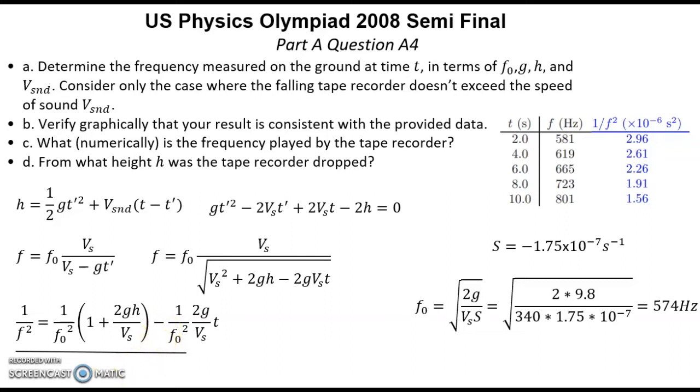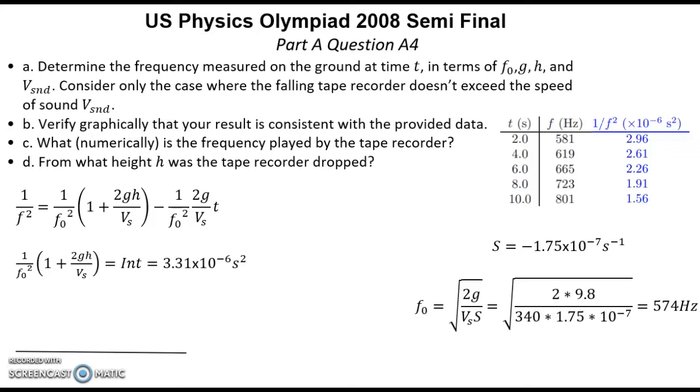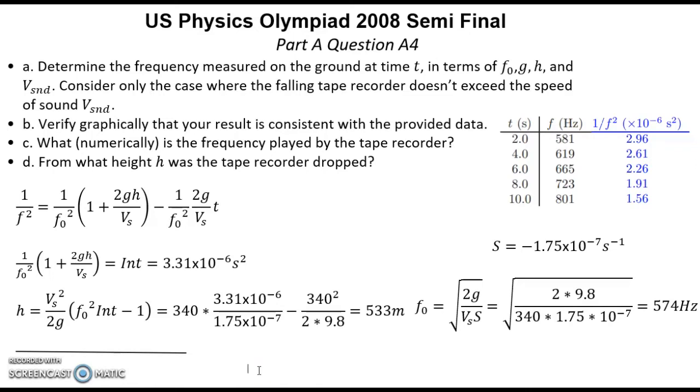And the last step is to find the total height of this building, using again this expression. After that we can find the intercept of this graph from this equation. We can set the intercept equal to this expression, and the intercept for this graph equals 3.31 times 10 to the power negative 6 seconds square. And after that we can find the total height. These are our final calculations. We can use this formula to calculate the total height. That will be 533 meters.